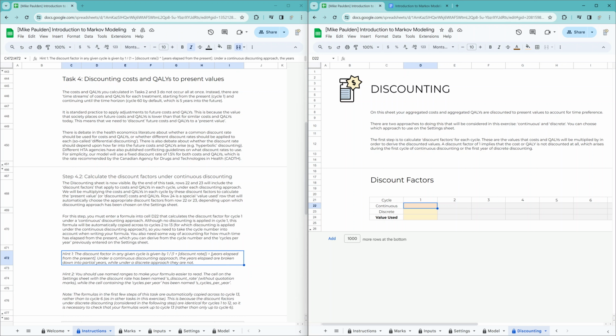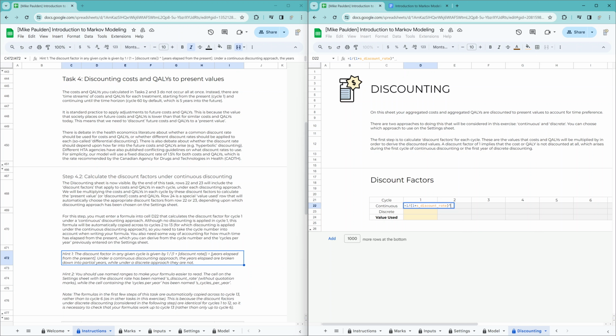So what sort of formula can we use? We'll do an equals, and of course it's 1 divided by, and then we open our brackets, and we need to do 1 plus the discount rate. So that is 1 plus S underscore discount rate. And then we close the bracket, and we do it to the power of. If you hold down Shift and press the number 6, you get that hat symbol. On most keyboards, it would be Shift and 6. And what's it going to be to the power of? Well, it's the power of the number of years from the present. So that's a little bit tricky.